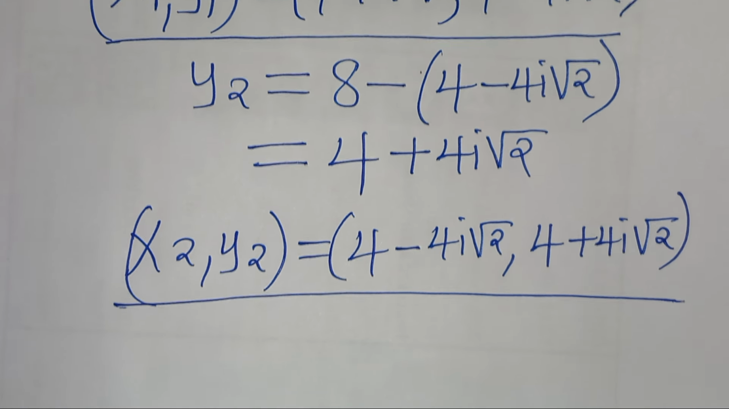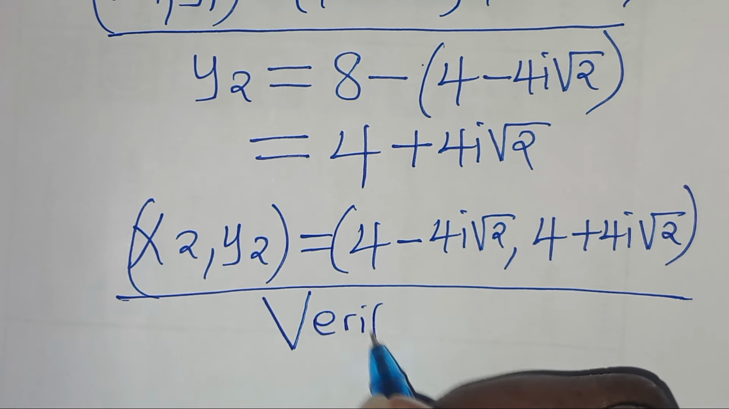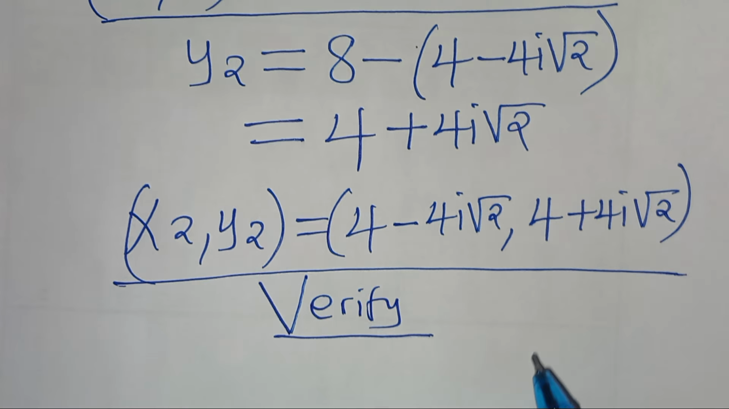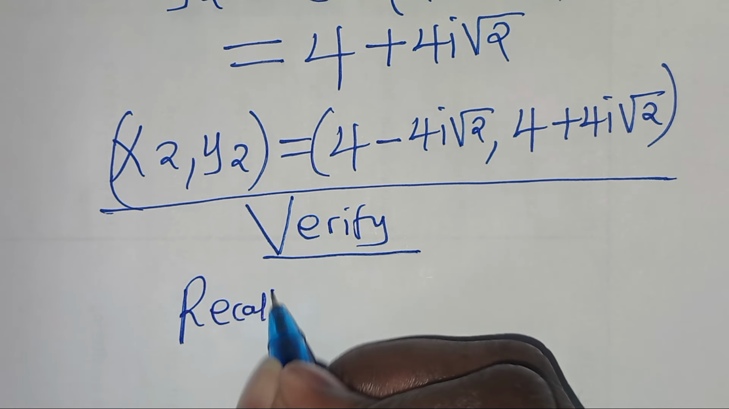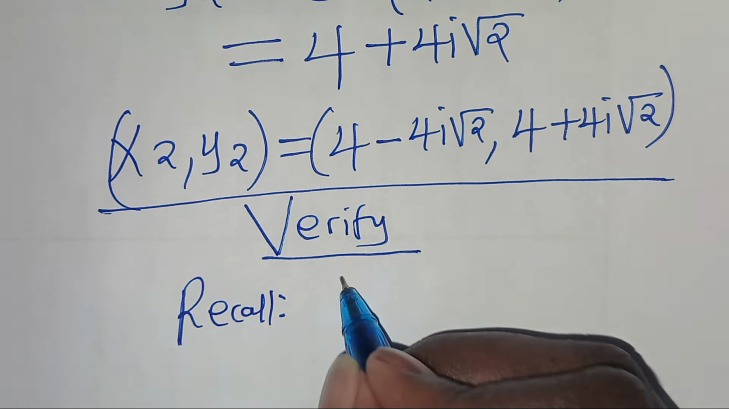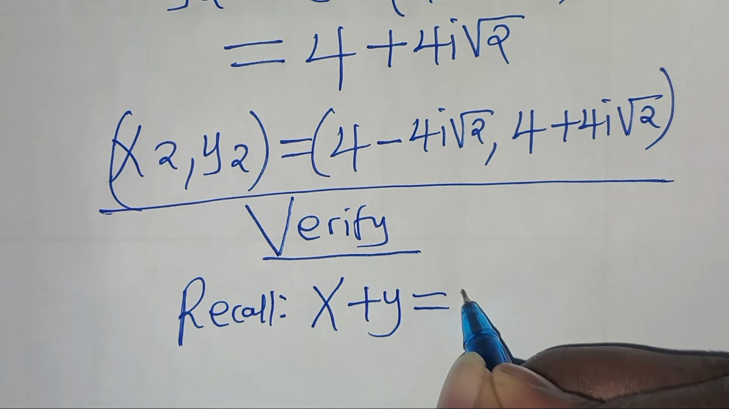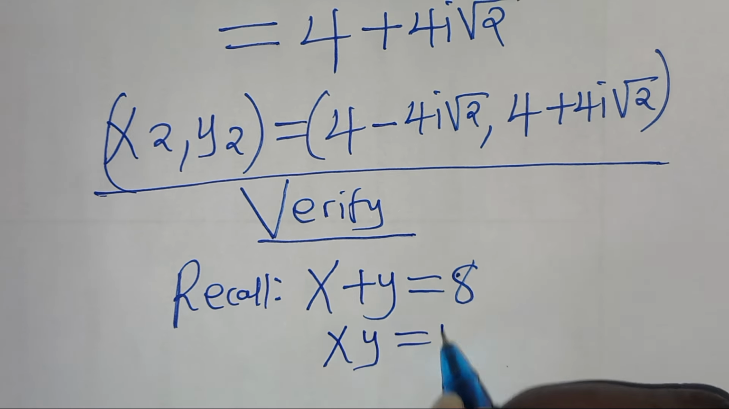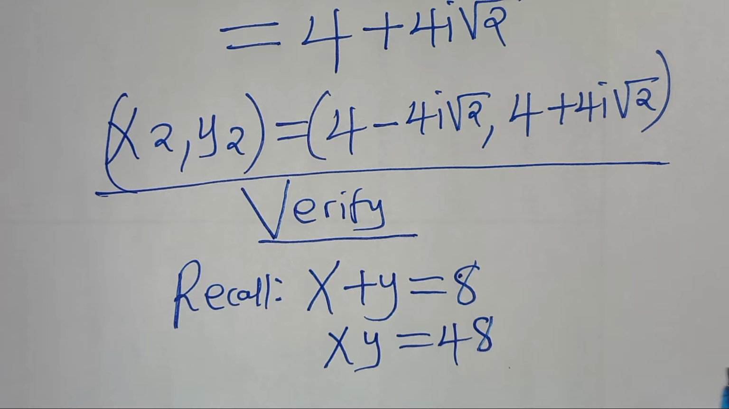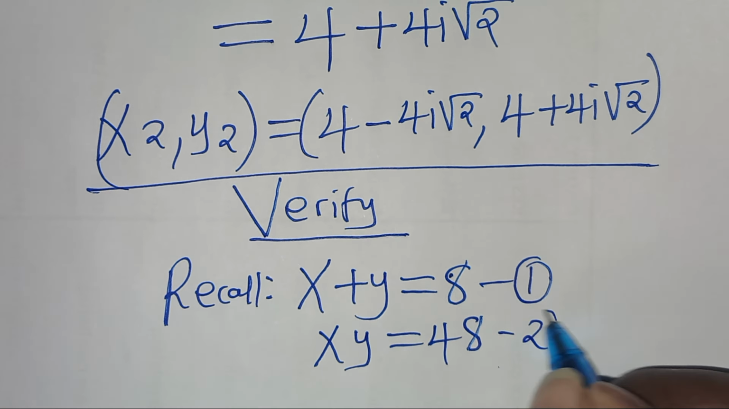Now, the next step is to verify. So let's verify that these two sets of solutions here satisfy the equation. Now, if you recall, we have that x plus y is equal to 8, and that x multiplied by y is supposed to give us a value of 48. So this is equation 1, and this is equation 2.